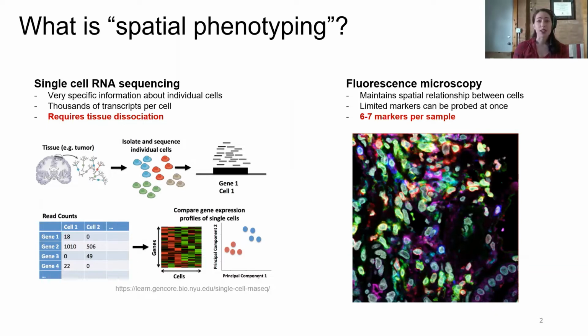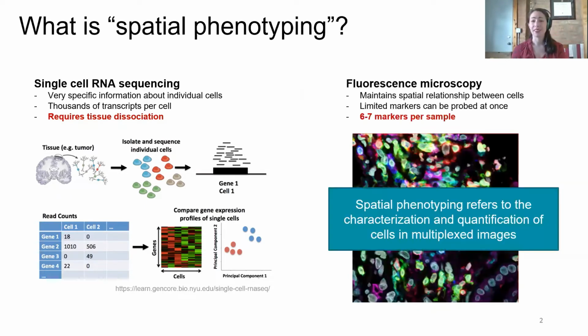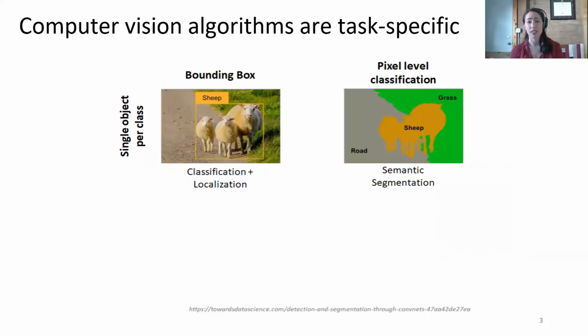And so fluorescence microscopy allows you to maintain the spatial relationship between cells. However, limited markers can be probed at once, and if we're looking at a fluorescence confocal microscope, top of the line microscopes are limited to about 6 to 7 markers per sample. So definitely not the type of phenotypic resolution that we're looking at with something like single cell RNA sequencing, but we do get that extra dimension of data associated with this. So spatial phenotyping refers to the characterization and quantification of cells in these multiplexed images.